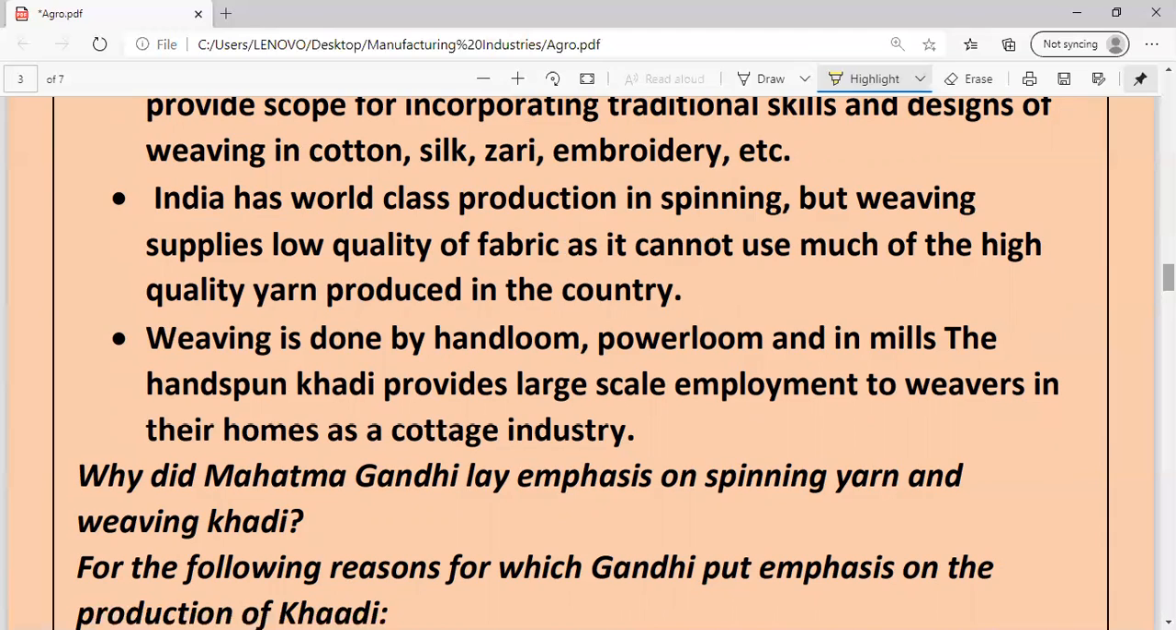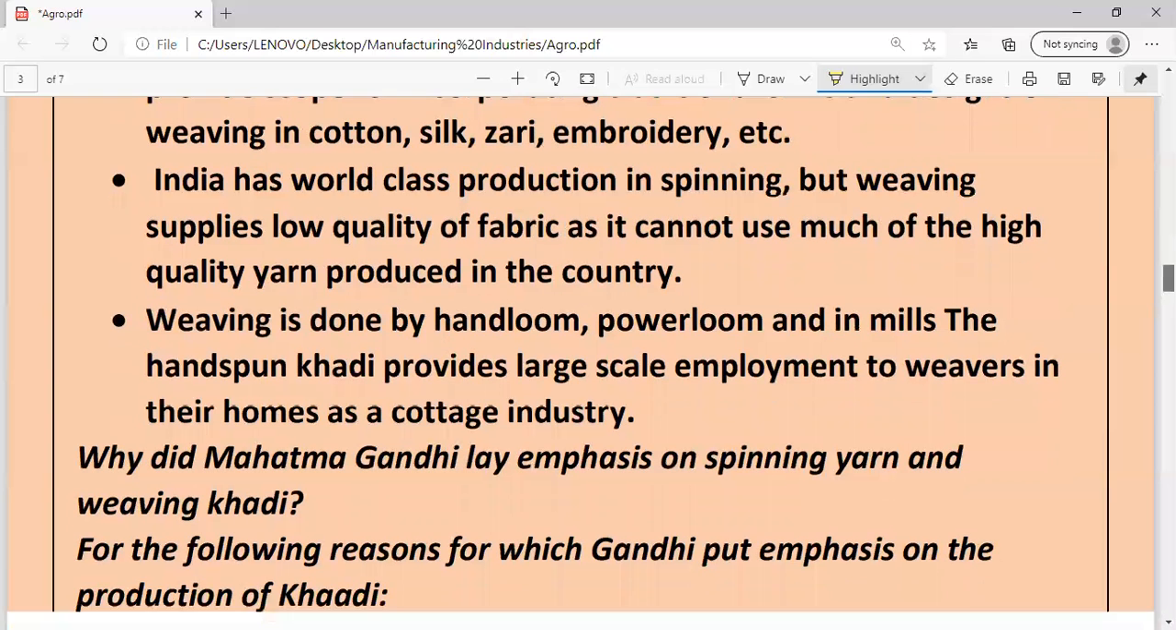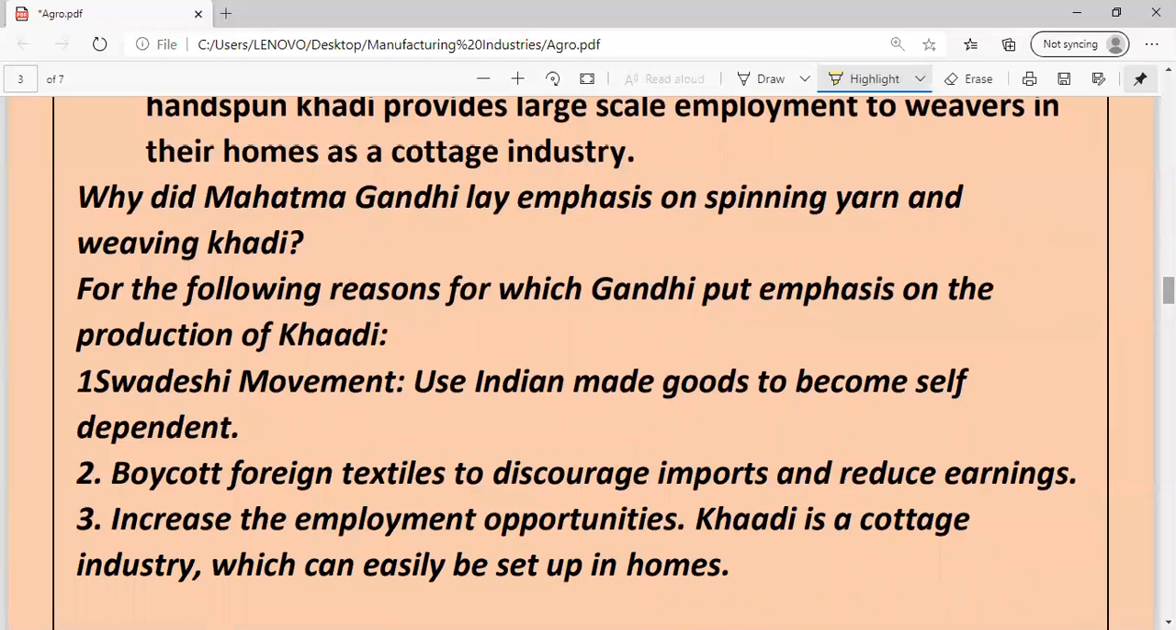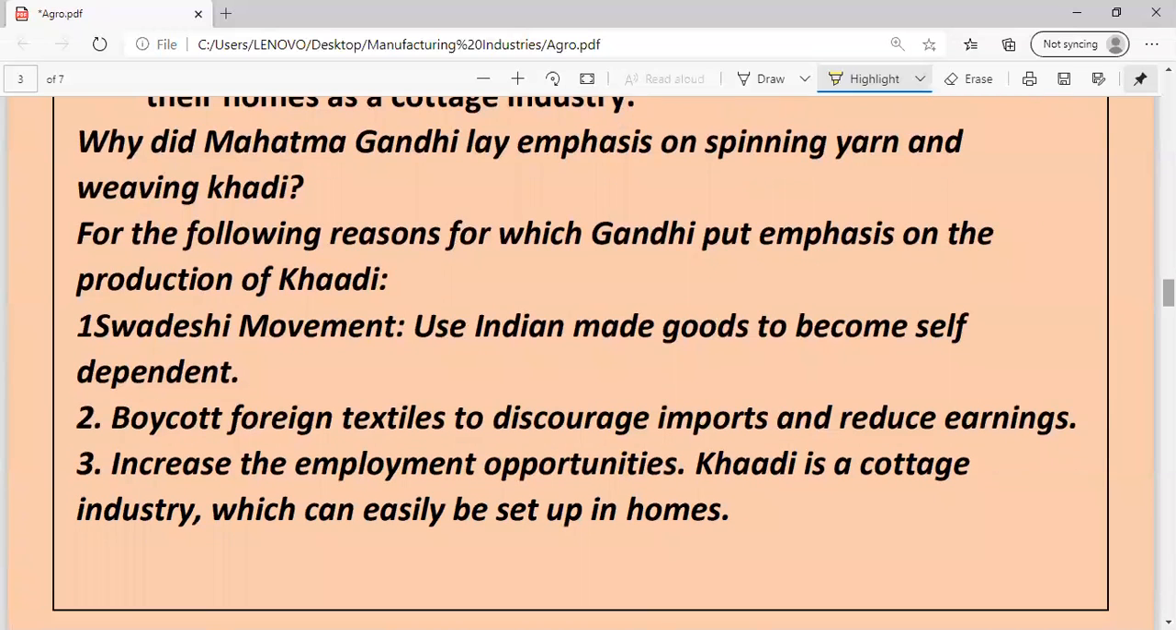So weaving is done by hand loom. It is a cottage industry. That is, the majority of the weaving work is done on hand loom. And it provides large scale employment to weavers in their homes as a cottage industry. Many poor people are earning their livelihood through weaving. Now, why did Mahatma Gandhi lay emphasis on spinning yarn and weaving khadi? This is a textbook question. There are the following reasons for which Gandhiji gave importance to the production of khadi.